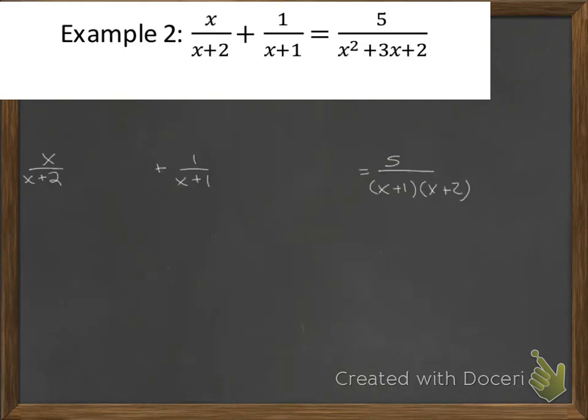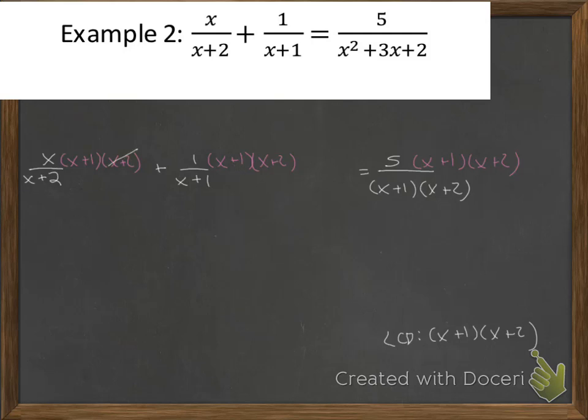So let's try this a different way. What I want to do is multiply by the LCD. So what is the LCD? Well, the LCD is x plus 1 times x plus 2. So we're going to multiply every term by x plus 1 times x plus 2. And again, the reason that I can do this is because I'm not working with an expression anymore. I am now working with an equation.